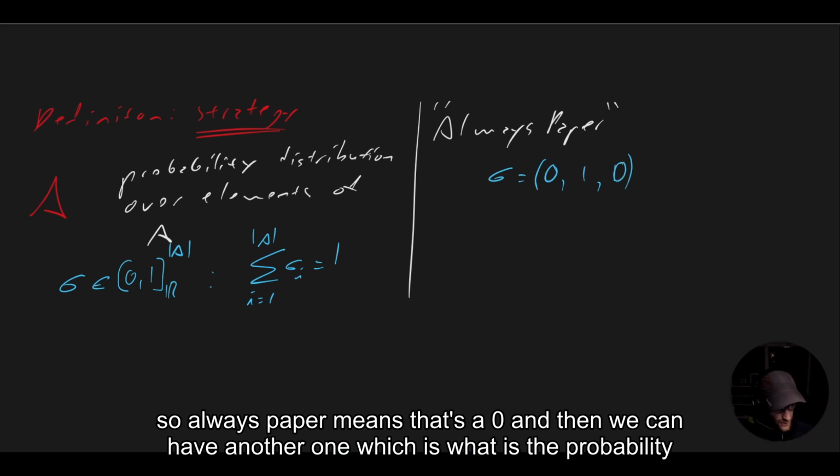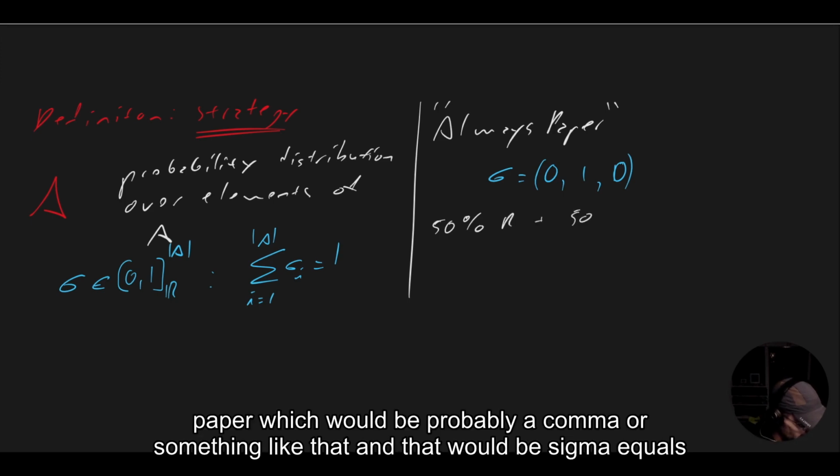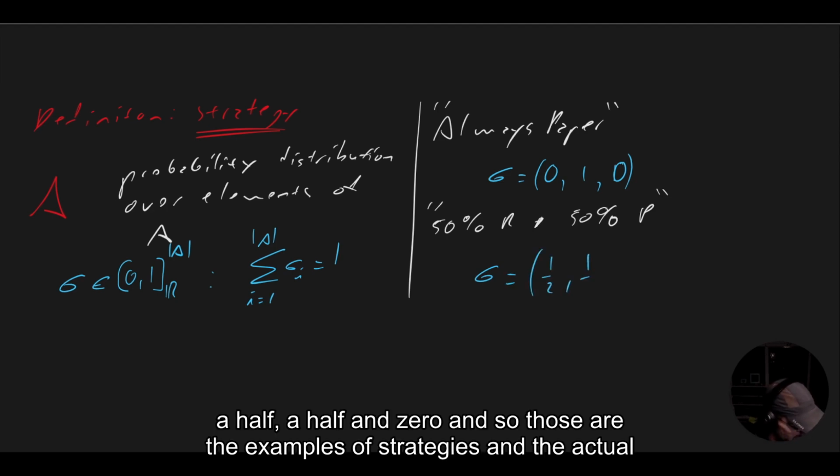And then we can have another one, which is what is the probability of randomly choosing between rock and paper? So 50% rock and 50% paper. And that would be sigma equals a half, a half, and 0.